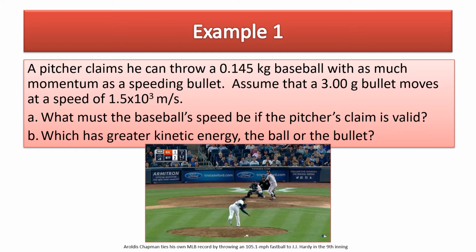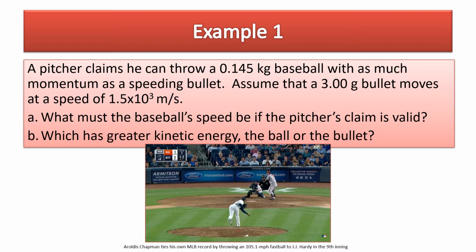So let's do an example here. It says a pitcher claims he can throw a 0.145 kilogram baseball with as much momentum as a speeding bullet. Assume that a 3-gram bullet moves at a speed of 1,500 meters per second. That's a pretty wild claim this pitcher's making, that they could throw a baseball with the same momentum as a bullet. How fast would that ball have to be traveling? That's what question A is saying. What must the baseball's speed be if the pitcher's claim is valid? And then which has a greater kinetic energy, the ball or the bullet?